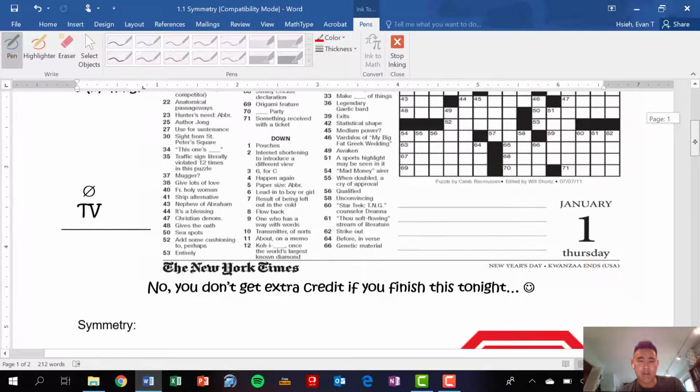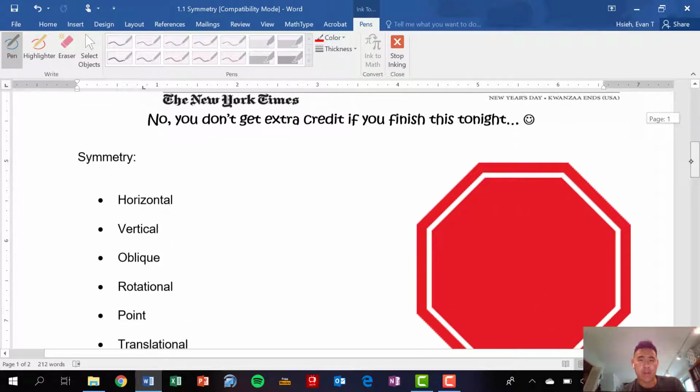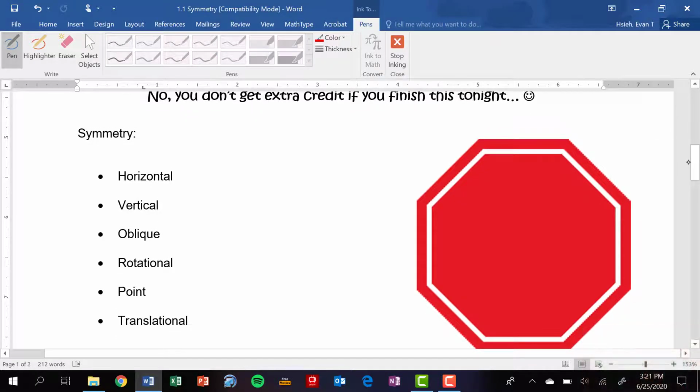Okay, so the very first thing we want to do here is define what symmetry is. Symmetry is when you have parts that are identical after a flip, a turn, or a slide. Okay, and there are different types of symmetry.